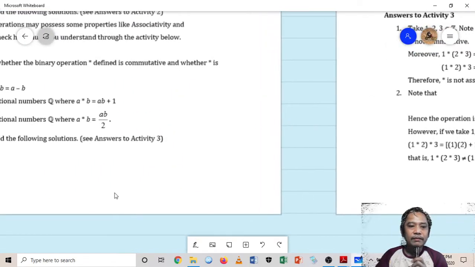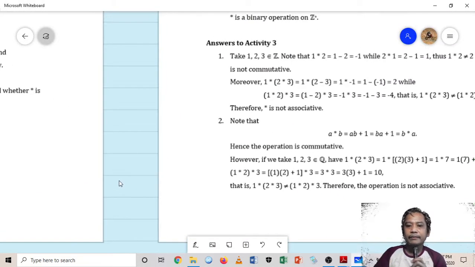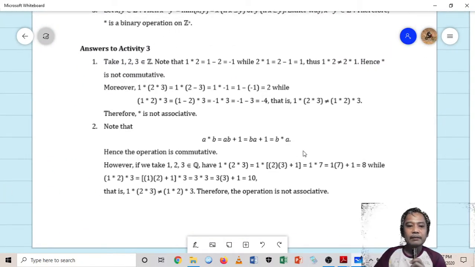Next, in number 2 of the same activity, we have the operation on the set of rational numbers Q, where A operation B is defined to be A times B plus 1. So here, we have A operation B as defined is AB plus 1. But then we know that multiplication is commutative in Q. So AB can be written as BA. So it will be equal to BA plus 1.